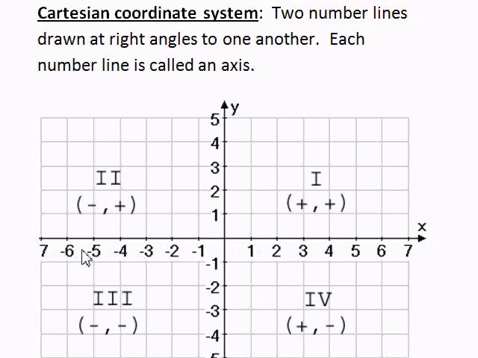Notice the number line that goes from left to right is called the x number line. It goes from negative on the left to positive on the right. The number line that goes up and down is called the y-axis, and it goes from negative on bottom to positive on top. Each of these number lines is called an axis, the bottom one being called the x-axis, and the one going up and down being called the y-axis.